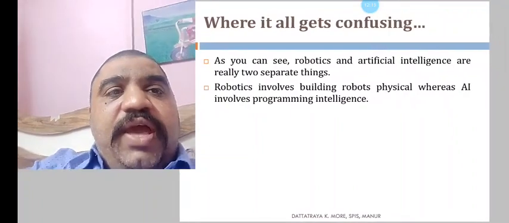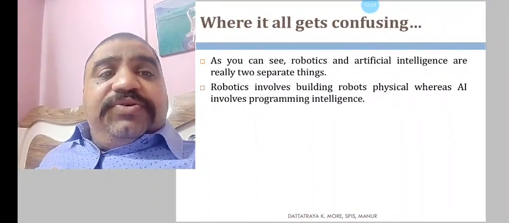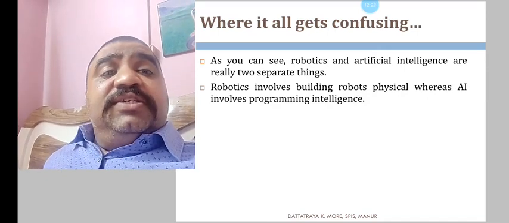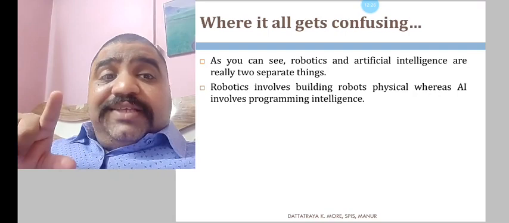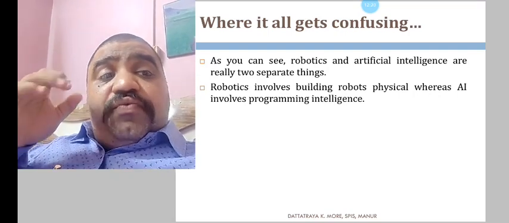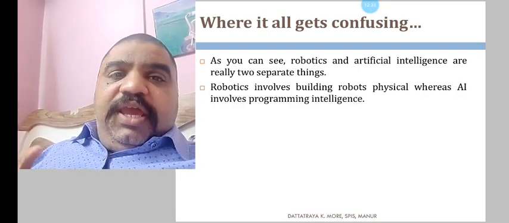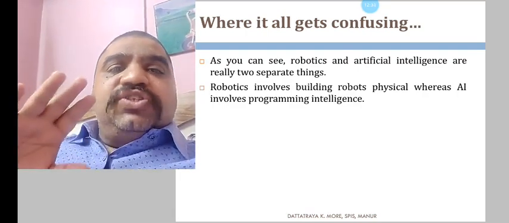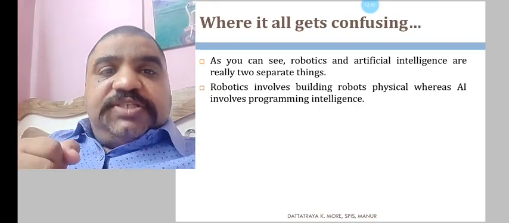Next one, where it all gets confusing, the same question is still there. As you can see, robotics and artificial intelligence are really two separate things. Robotics involves building physical robots, whereas AI involves programming intelligence. AI totally depends on programming, giving some instructions through a program.